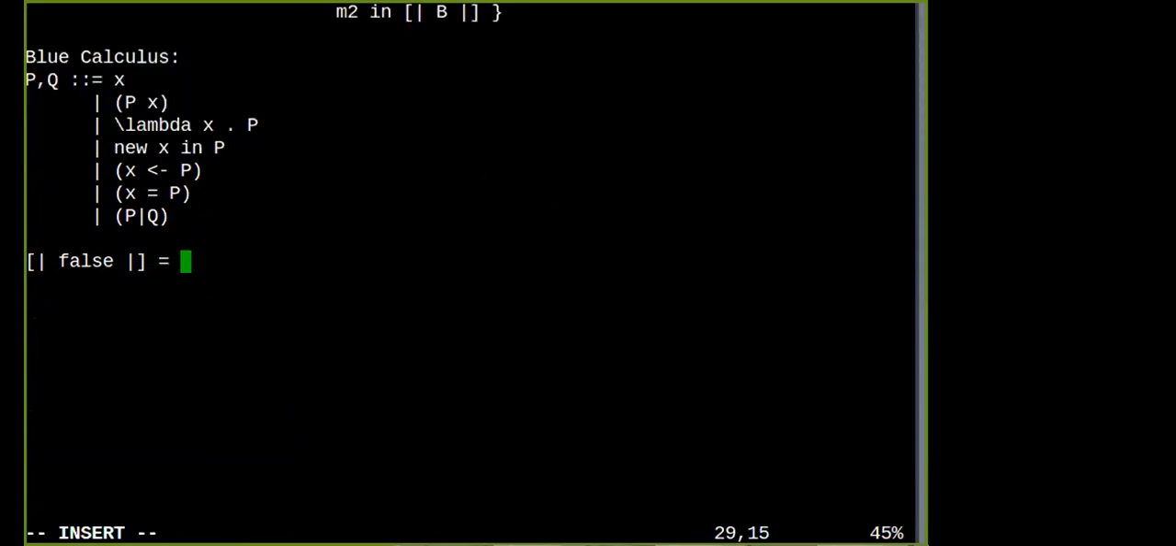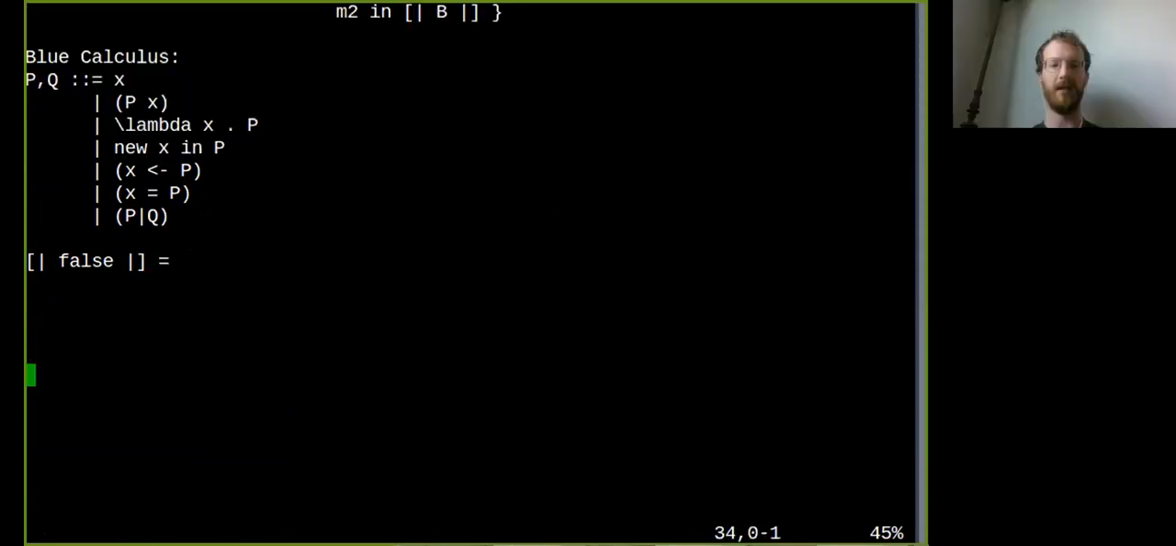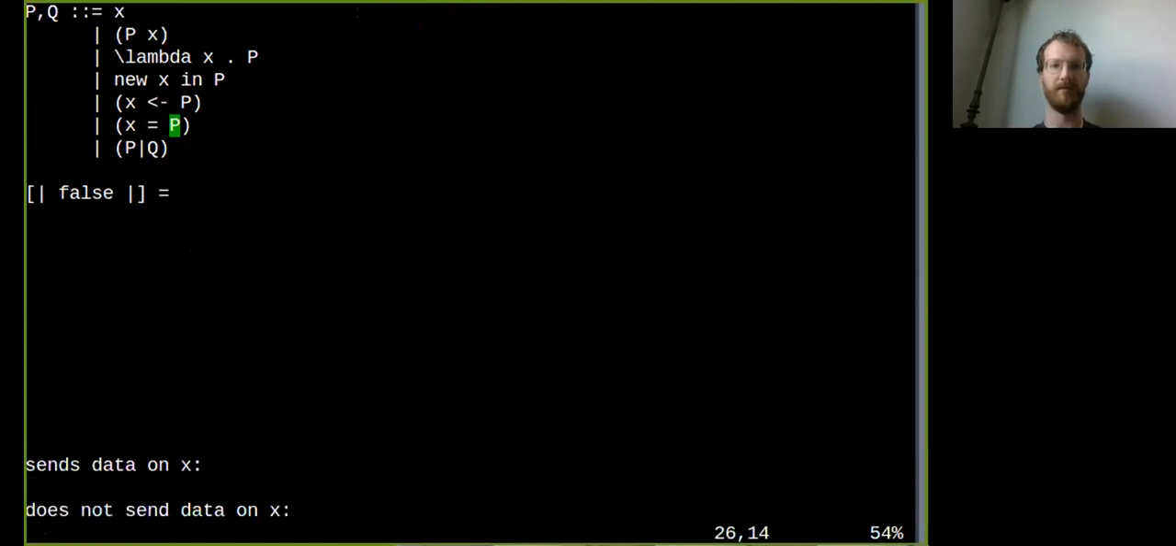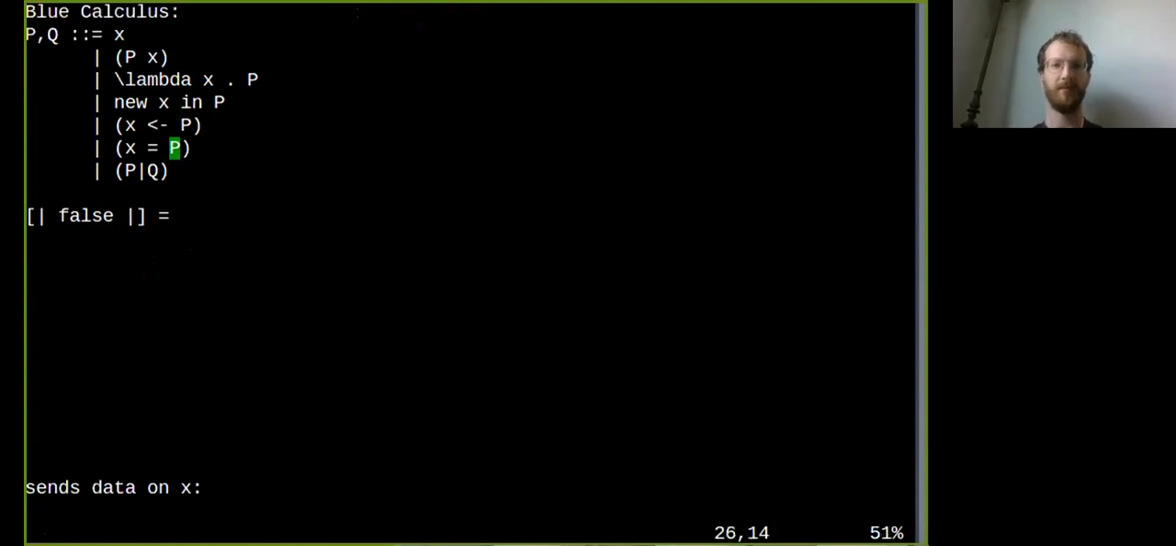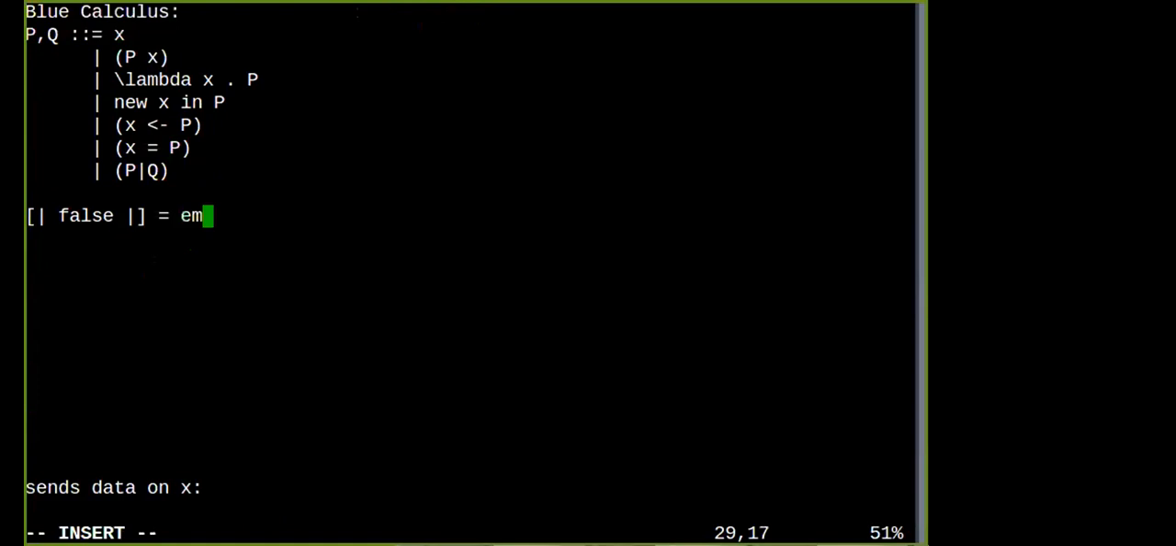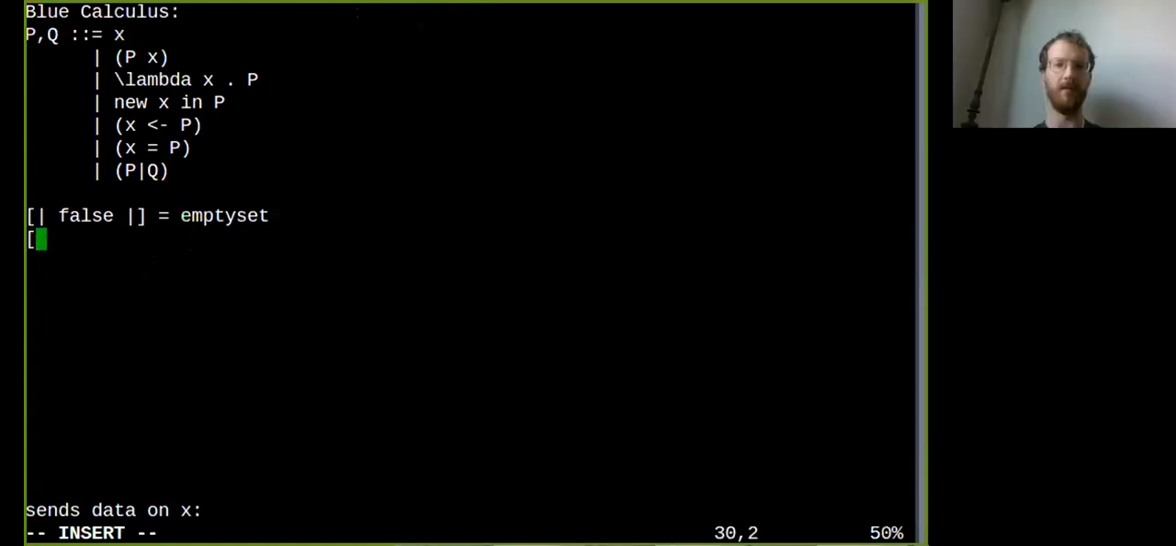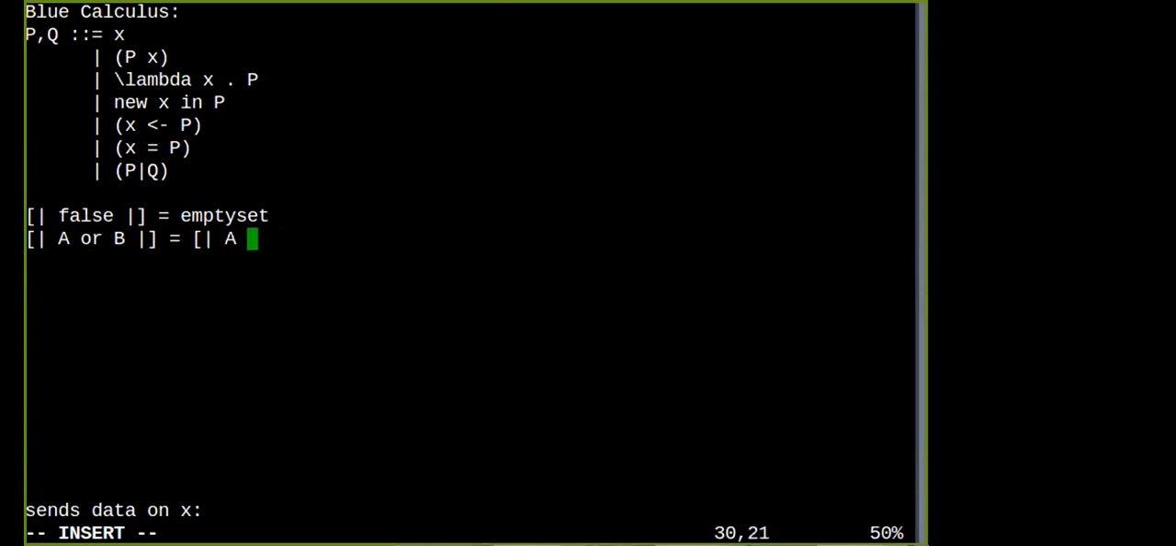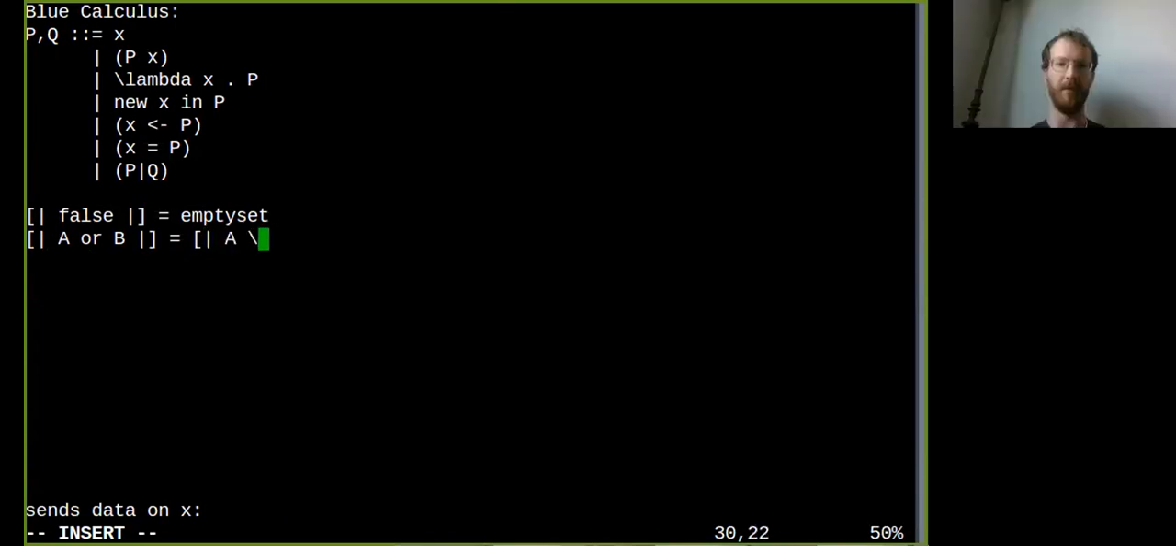Any particular reason you chose false first instead of true? Just to show a different example. Okay. Empty set? That's empty, yep. And then we can do A or B, which is going to be what? Meaning of A, union, meaning of B. Yep.